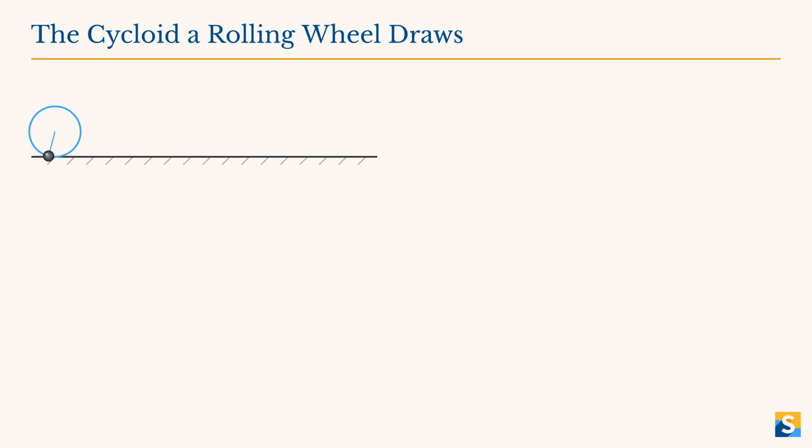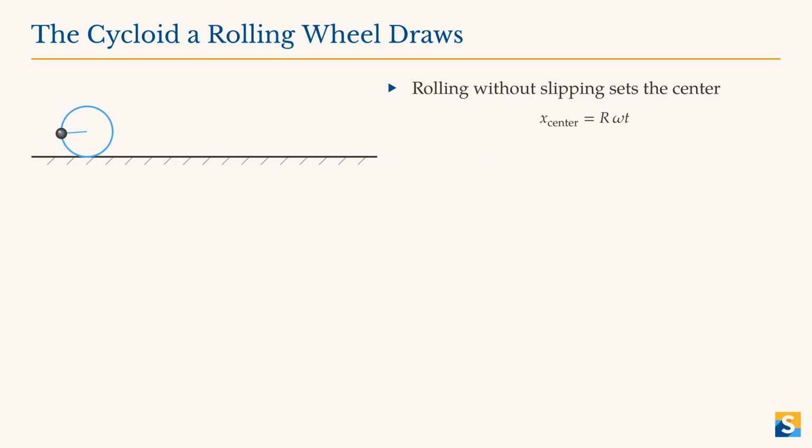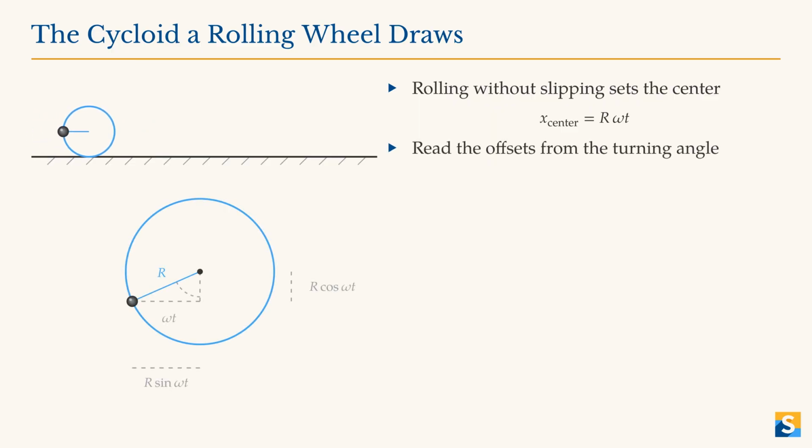A wheel of radius r rolls without slipping, turning at angular rate omega. Mark one point on its rim and follow it. Rolling without slipping means the turn carries the axle forward at exactly r omega, so the center's position is r omega t. Freeze the wheel and read the mark's offsets from the center.